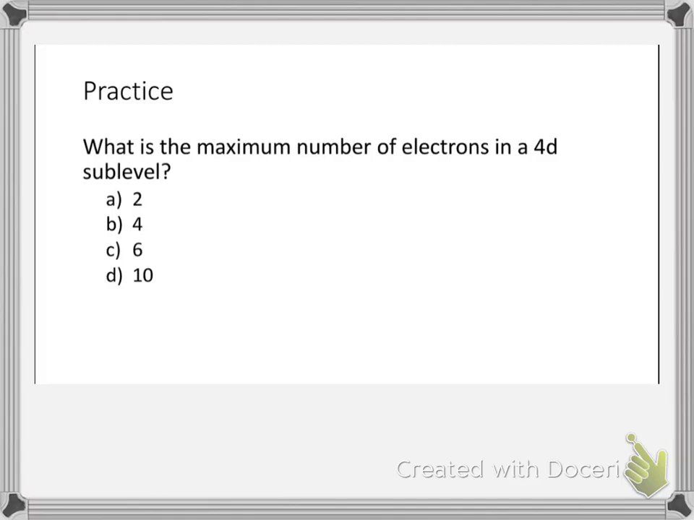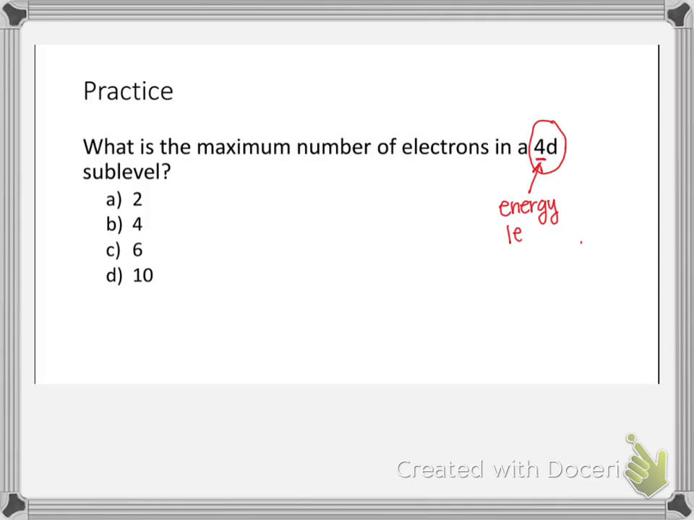So it says, what is the maximum number of electrons in a 4D sublevel? Now I am going to go through the explaining part of it. So when I look at this maximum number of electrons, okay, the number 4 really doesn't matter to me to answer this. That does tell me that I am in energy level 4.